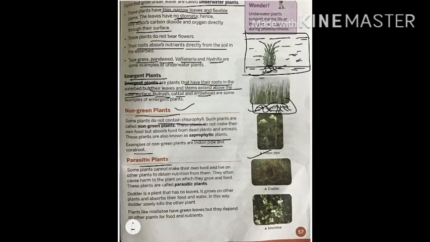Now, how do they get their food, being non-green plants? They absorb food from dead plants and animals. Because they don't have chlorophyll, they will not be able to make food, so they will get food from somewhere, no? So they absorb food from dead plants and animals. So these are non-green plants, also called saprophytic plants, which absorb food from dead plants and animals.